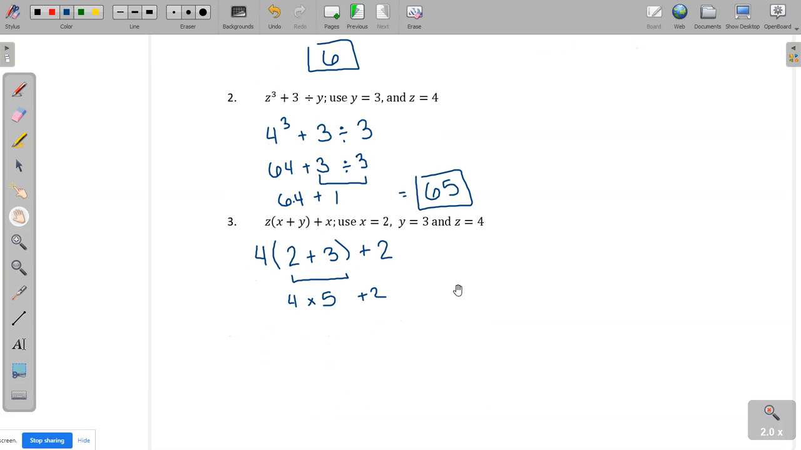And now we are going to multiply. 4 times 5 is 20. Bring down plus 2. And 20 plus 2 gives us 22.